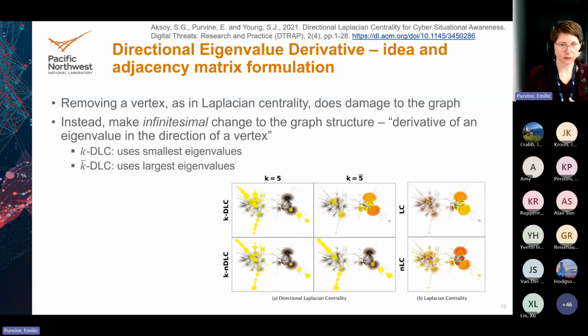And we note that the smallest eigenvalues and the largest eigenvalues tend to have more to do with the structure of the graph. The middle eigenvalues tend to be less well understood as to how they correlate to various graph structures. And so we came up with this K-DLC and K-bar DLC to look at the smallest eigenvalues and how those change when you fade a vertex in and out, and how the largest ones change when you fade a vertex in and out. And again, for comparison, these are the Laplacian centralities on the right and the DLCs on the left for the top 5 and bottom 5 eigenvalues. And again, you can see that they're highlighting different properties.